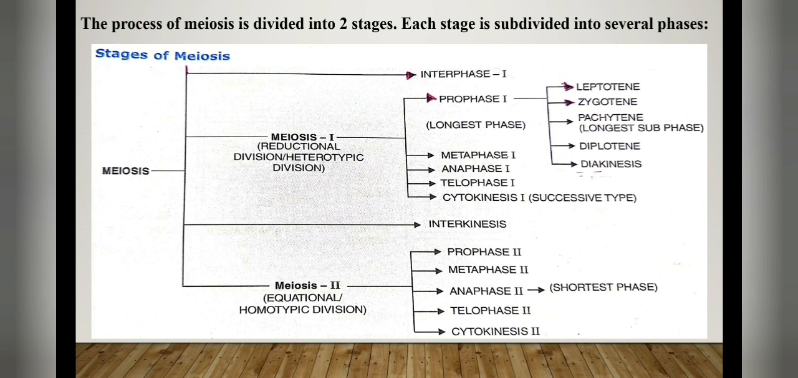But prophase 1 is the longest phase, so it is again divided into five substages: leptotene, zygotene, pachytene, diplotene, and diakinesis. And remember, crossing over takes place in the pachytene stage. In the zygotene stage, synapsis will occur. Okay. Then metaphase 1, anaphase 1, telophase 1, cytokinesis 1, then interkinesis, then prophase 2, metaphase 2, anaphase 2, telophase 2, and cytokinesis 2. So these are the different steps of your meiosis or reductional division.